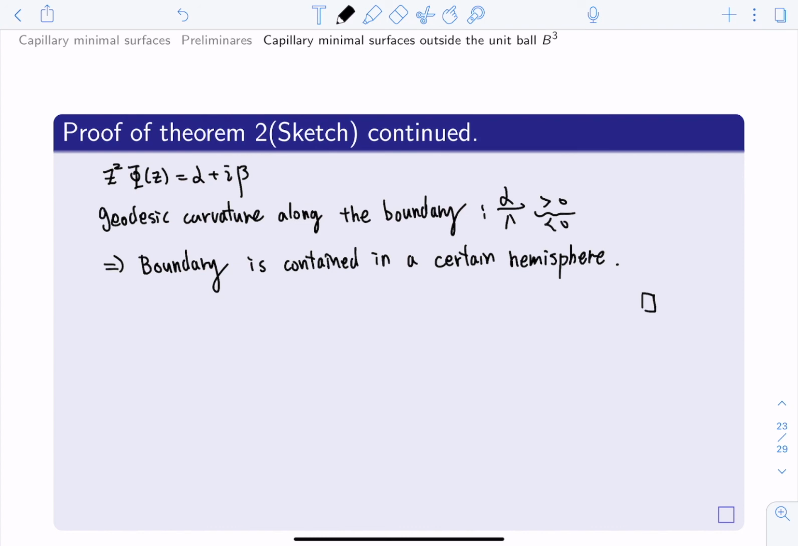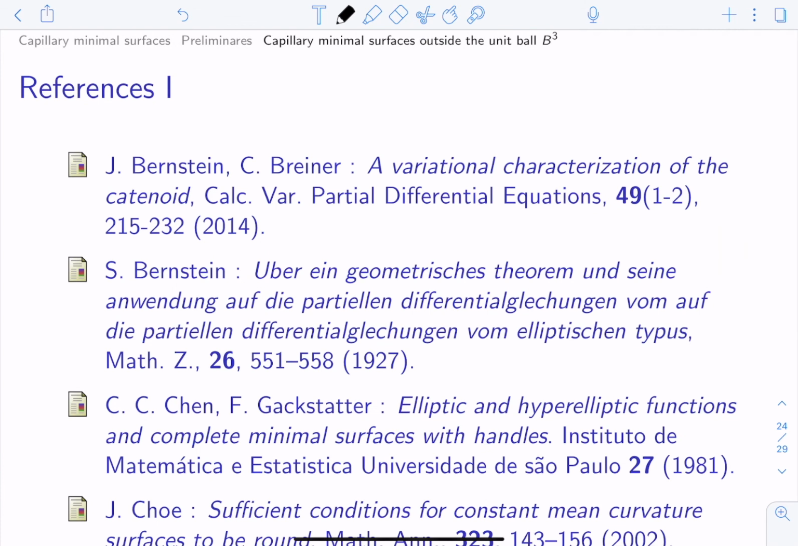So I will finish the proof of theorem 2 here, and then I will wrap up my first talk here as well.